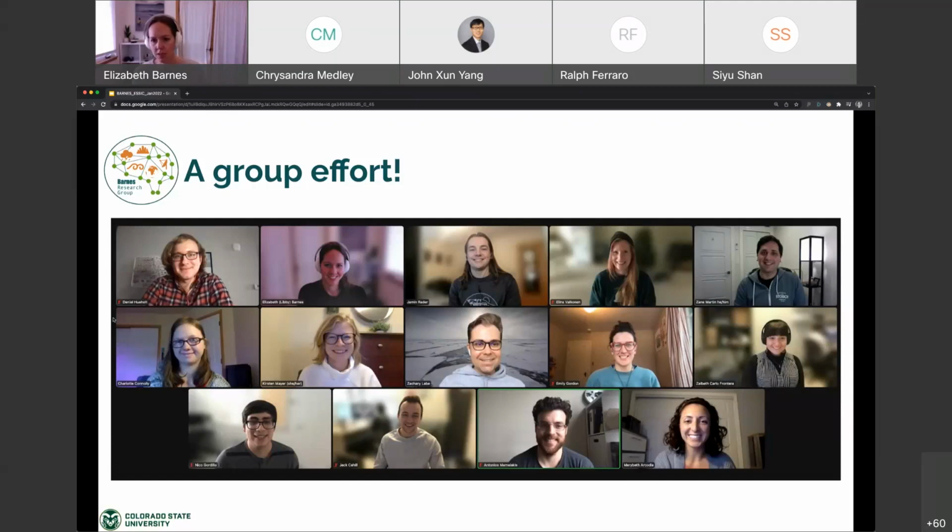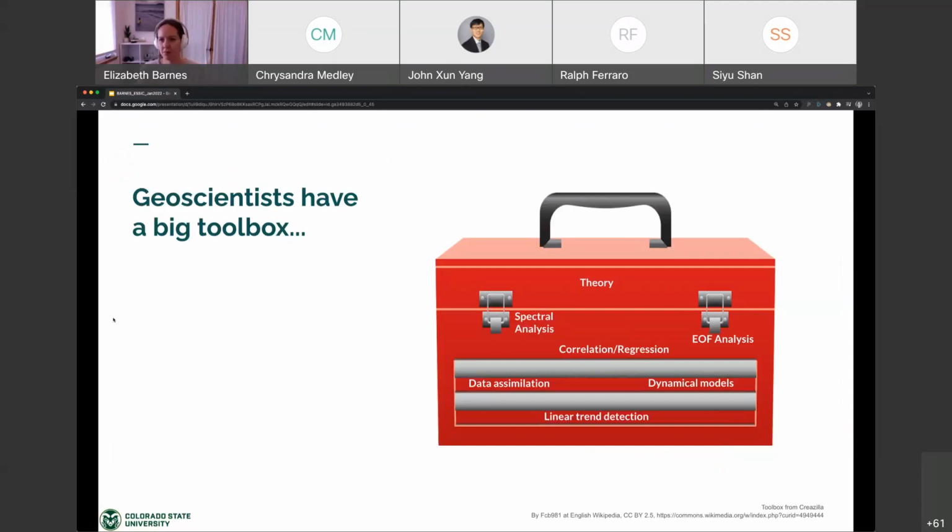All right, so let's take a pause here before we jump into AI and just talk about all the tools that we already use to be Earth scientists or geoscientists. We have a really big toolbox already. We use theory, say spectral analysis, correlation, or just drawing a line. Lines are great. They tell us a lot about our data and what's going on. EOF or PCA analysis, we have data assimilation, and then one of our most powerful tools right now are dynamical models, like climate models that actually can help us simulate so many different processes and understand our changing climate.